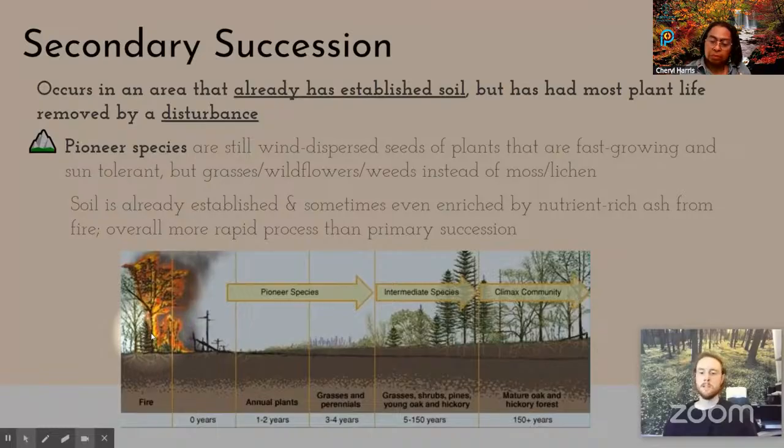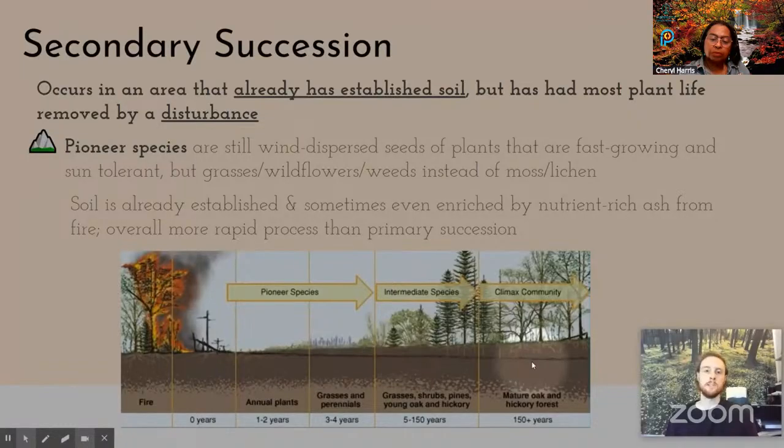So remember, our pioneer species in this case are going to be grasses, sedges, weed species that have their seeds dispersed by the wind. They're also going to be very fast growing. They're going to be full sun tolerant, so they can handle that full sunlight. They colonize the area. They eventually die and build up the soil a little bit deeper for our mid-successional species, who are faster growing trees, bushes, and shrubs. And then finally, we have our late successional or our climax community species.